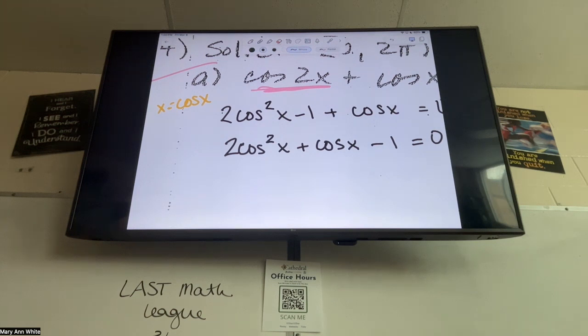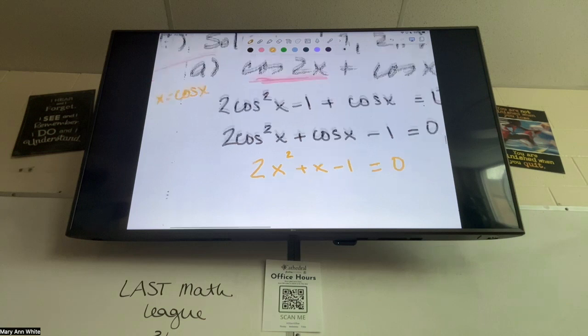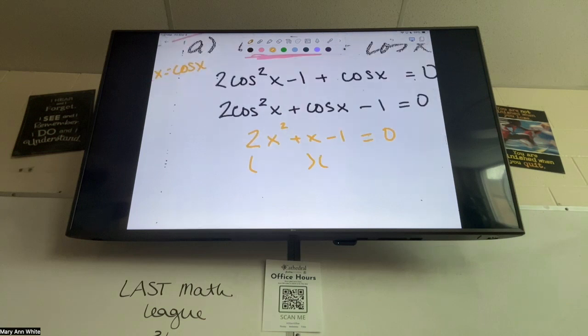So at this point, if you like the cosines in there and you can factor it that way, that's fine. I think it's hard to visualize that. So I'm gonna go ahead and change that to be 2x squared plus x minus 1. Now that looks like a much more factorable problem than the other ones does, doesn't it? Doesn't that look more factorable? Mm-hmm. So factor that one out.